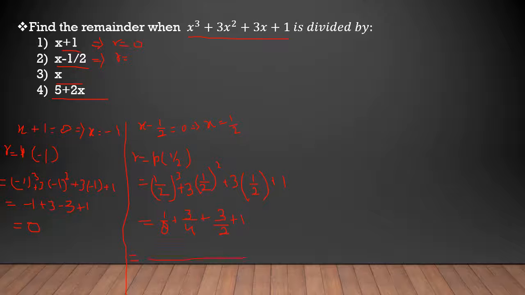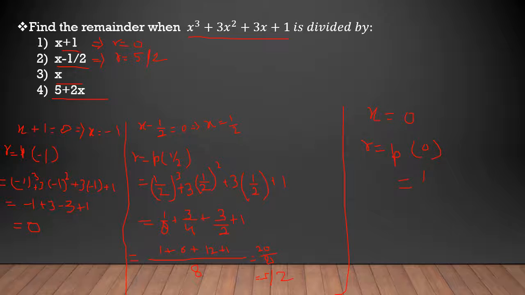And this is equal to 1 plus 6 plus 12 plus 1. This is 20 by 8. This is nothing but 5 by 2. So the remainder is equal to 5 upon 2. Next question. Here x equal to 0. So the remainder r is p of 0, that is basically 1.